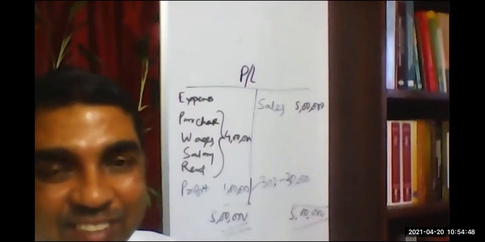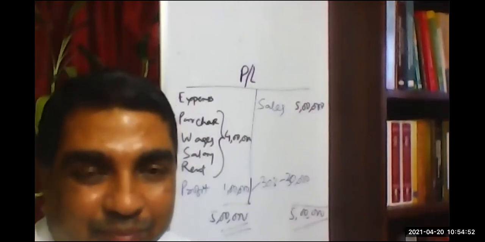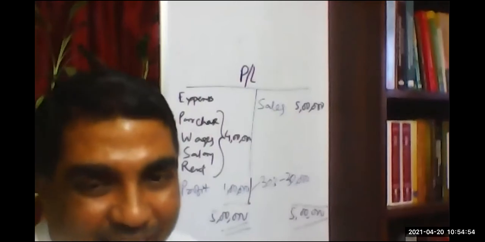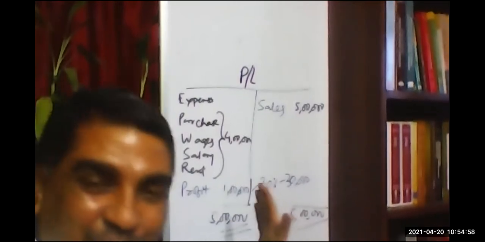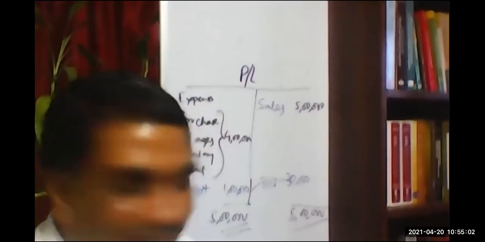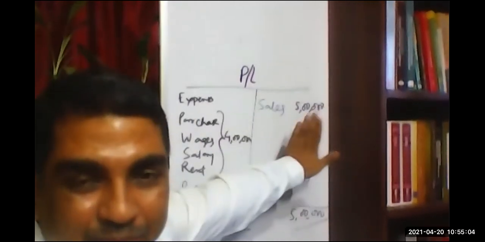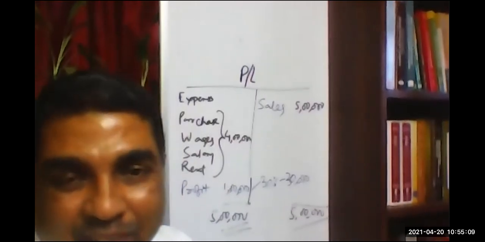Would you like to reduce your sales? No, sir. You don't want to do that. So you don't want to reduce tax at the cost of reduction of profit. You want profit should be there, but tax should be less. Is it not? No businessman wants to reduce his sales.